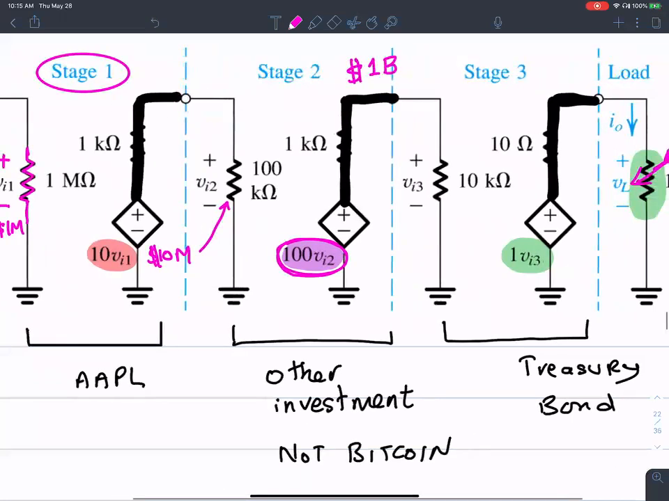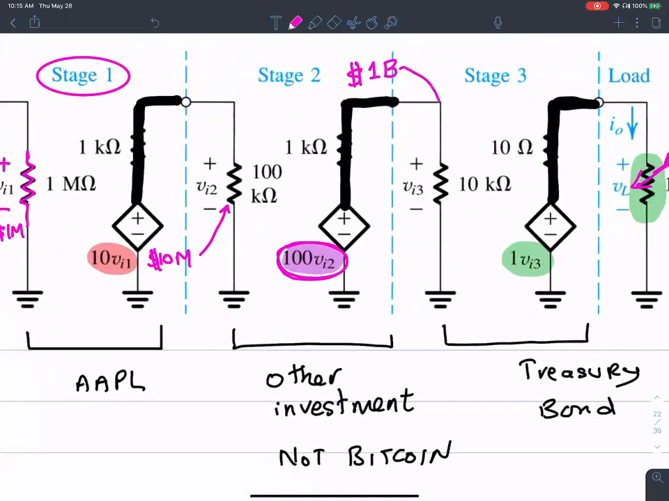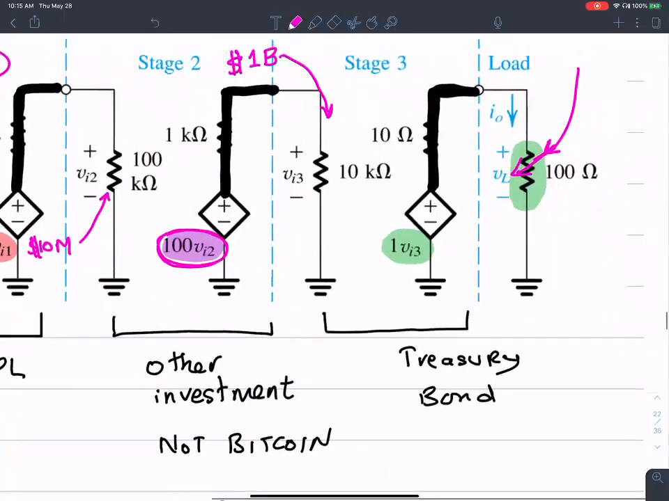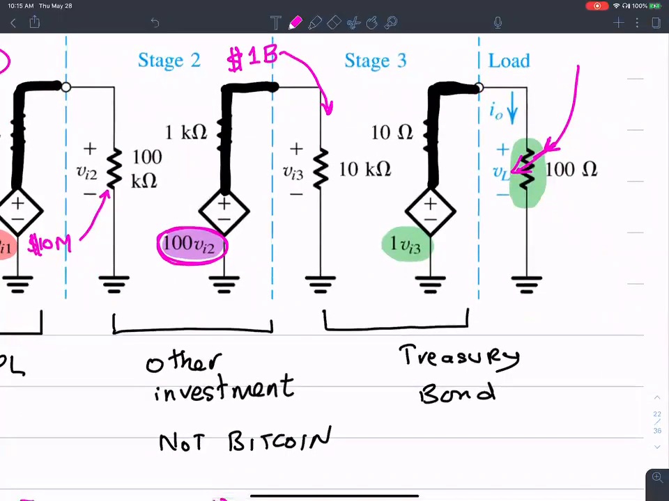Now that $1 billion, you thought enough is enough. I'm happy with the gains I have got. I'm going to invest this $1 billion into a much more conservative, much more secure, capital preserving investment like treasury bonds, which have a very low yield. Typically for this example, one yield. The gain of this guy is just one, meaning there's not going to be any increase in your investment. So eventually you're left with $1 billion.